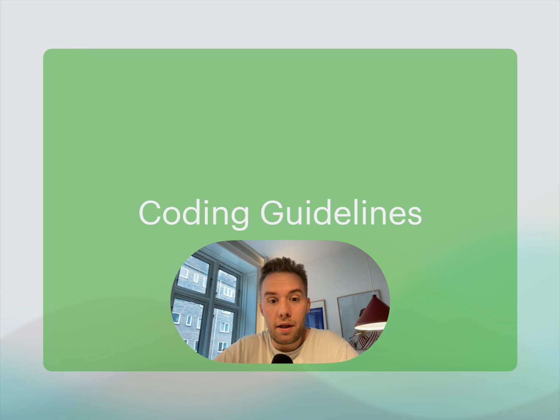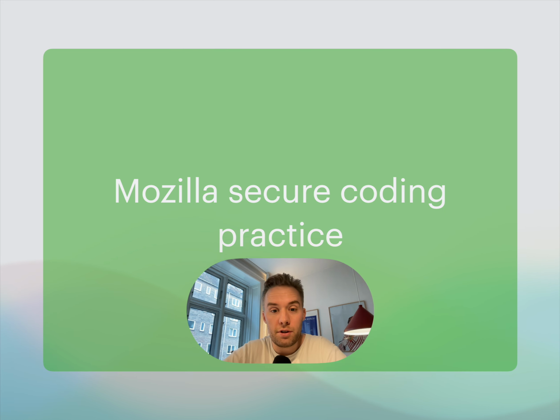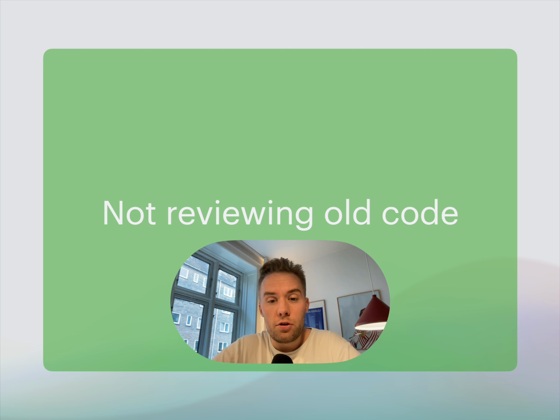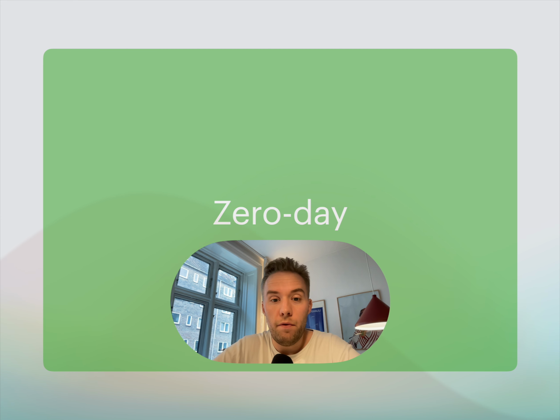So let's go on and look at some coding guidelines from the big players here. We have OWASP, which has code guidelines. We also have the Mozilla secure coding practices, and there are further online tools you could explore for good coding practice. What is also important is that we avoid some mistakes: not reviewing old code, and not fully relying on automated code reviews.